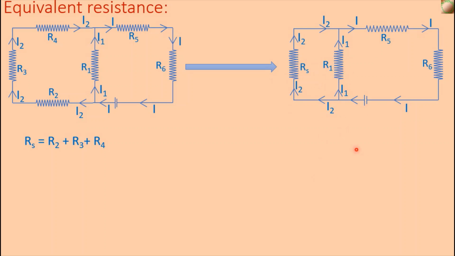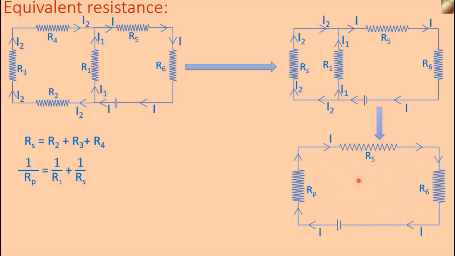Therefore their equivalent resistance will be 1 by Rp is equal to 1 by R1 plus 1 by Rs. Here Rp is the equivalent resistance of R1 and Rs. Here R1 and Rs are connected in parallel. That is, different currents are flowing: the I2 current is flowing through Rs and the I1 current is flowing through R1. And our new circuit is this circuit. Here Rs and R1 are replaced by Rp. Rp is the equivalent resistance of these two resistances.